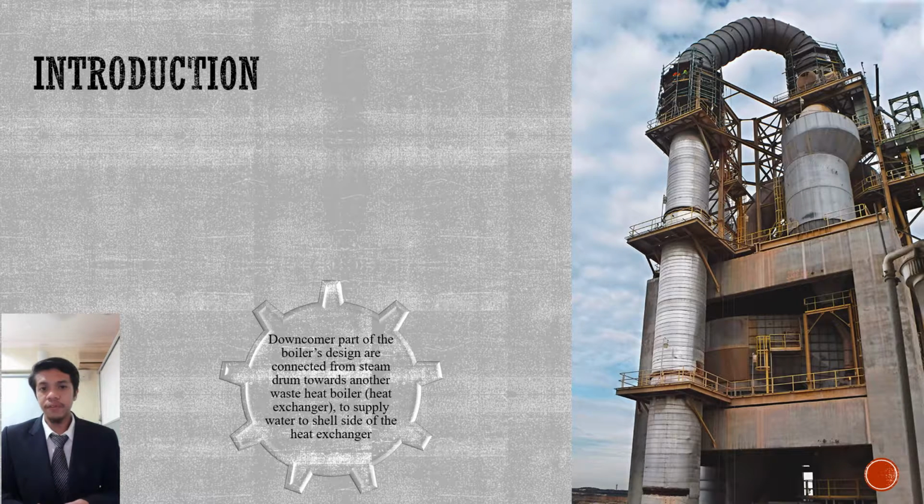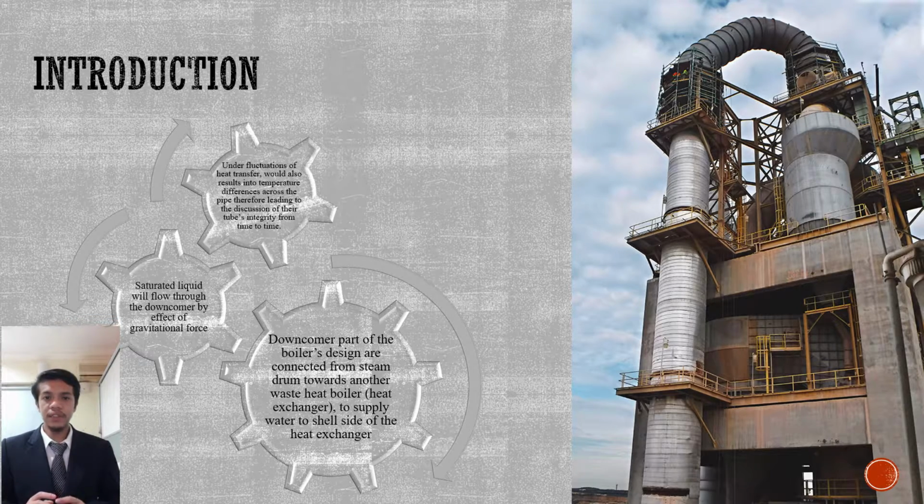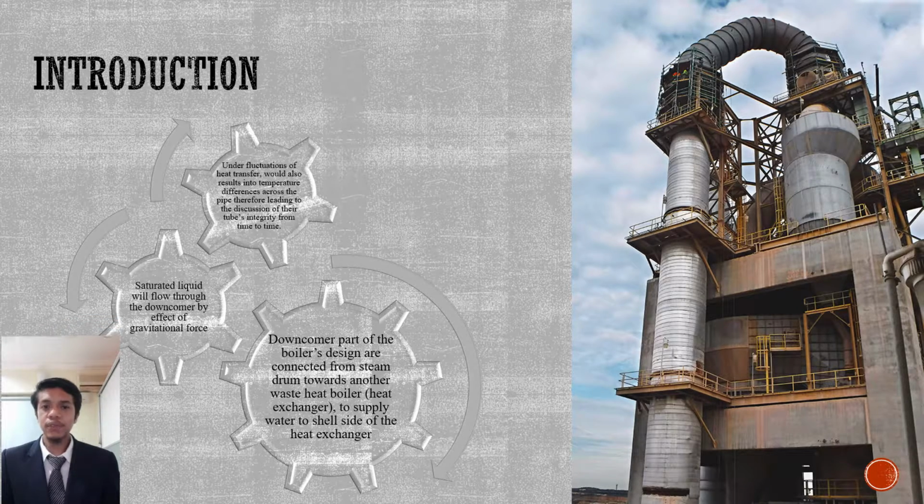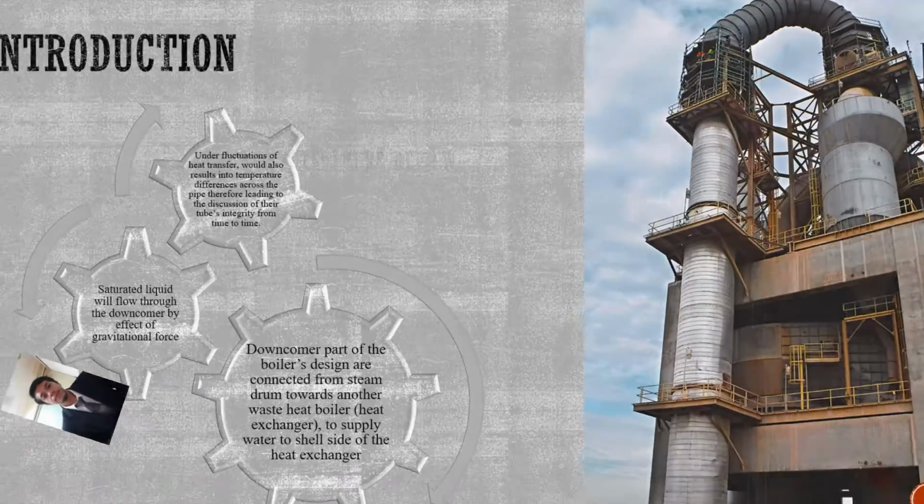The downcomer part of the boiler's design will supply water to the shell side of the waste heat boiler. This saturated liquid will flow through the downcomer by the effect of gravitational force. Fluctuations of heat transfer would also provide temperature difference across the thickness of the pipe. This will yet pursue another mechanism, which is thermally induced stress.